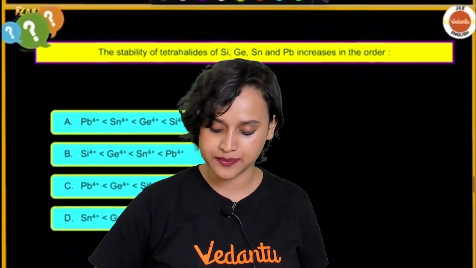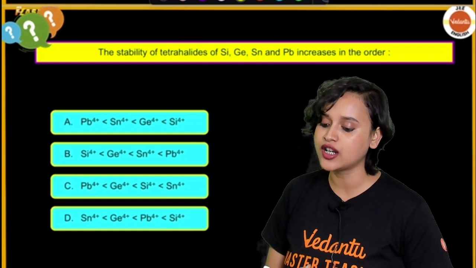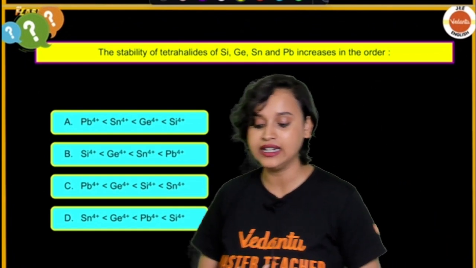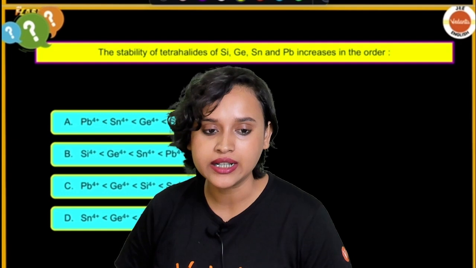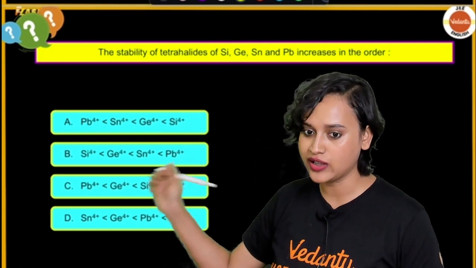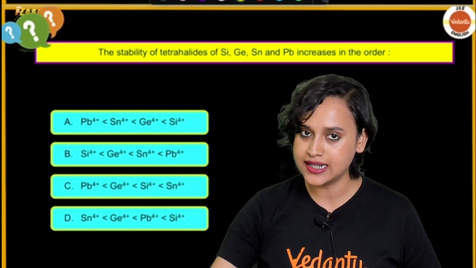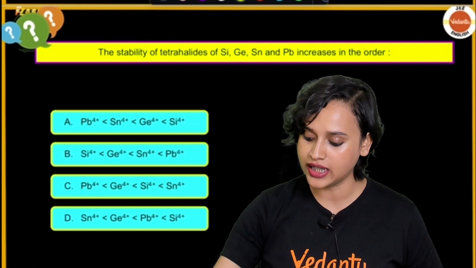Now, next question, guys. The stability of tetrahalides of silicon, germanium, tin and lead increases in the order. Tetrahalides, we are not going to even talk about the halides part here, but we know that Pb +4 will have the least stability, then Sn +4, then germanium and then silicon +4.